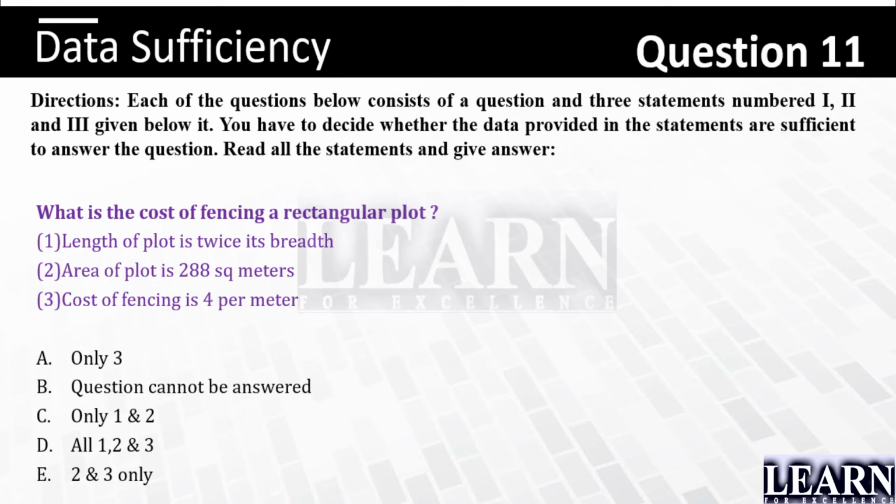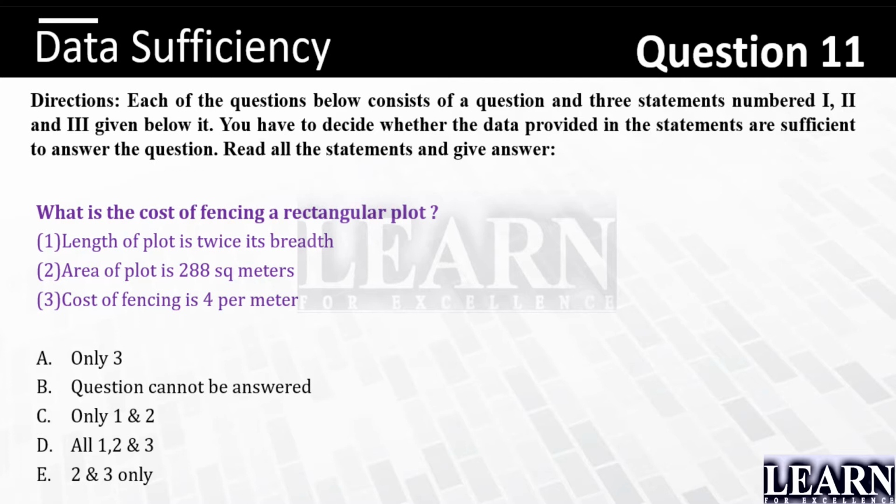Let's have a look at the question. Each of these questions below consists of a question and three statements, number 1, 2, and 3 given below it. You have to decide whether the data provided in the statements are sufficient to answer the question. Read all the statements and give answer.